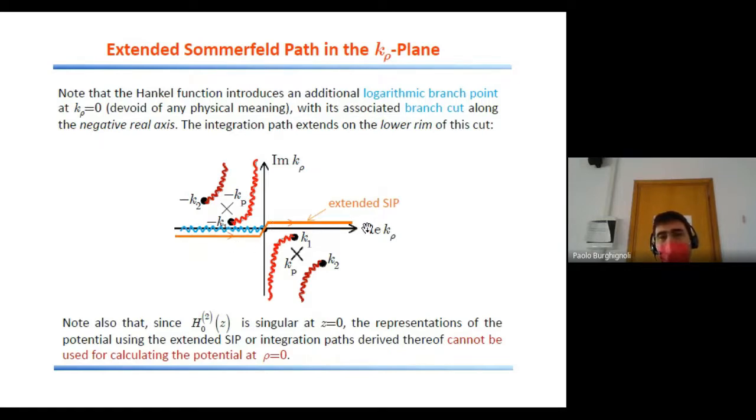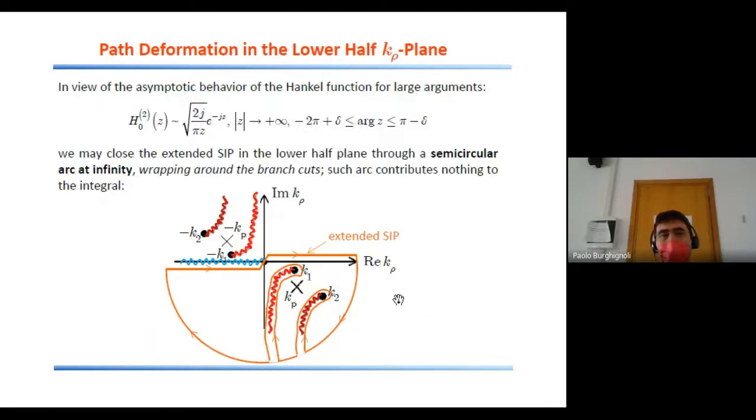Okay. So this is a useful representation, because now we have an integration path along the entire real axis. What we can do is deform the integration contour, and in particular, we can close the path at infinity through a half circular contour, which, however, must not cross the branch cuts, the Sommerfeld branch cuts. In order to avoid crossing them, we need to detour around the branch cuts. So we need to perform these kinds of indentations around the branch cuts.